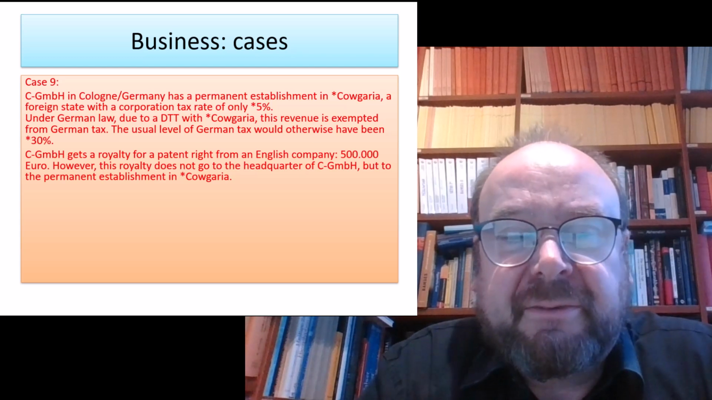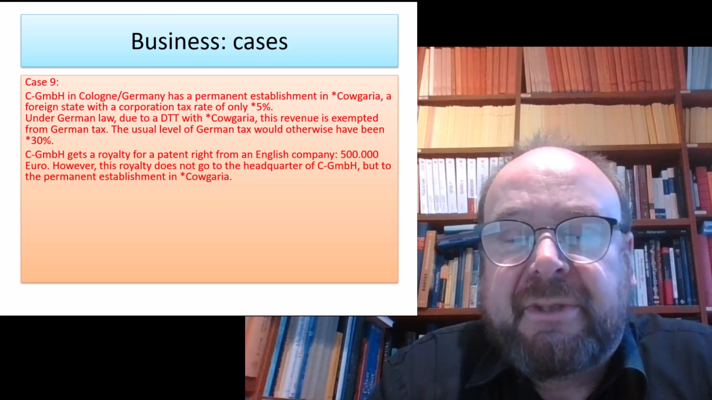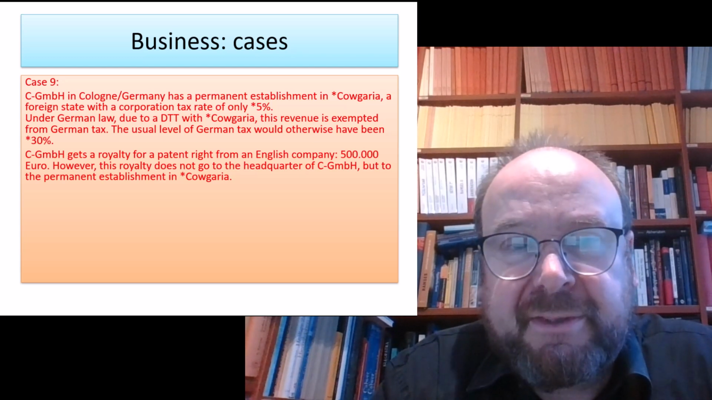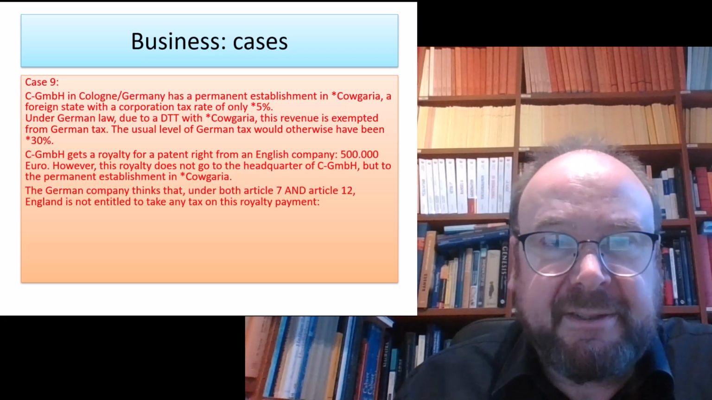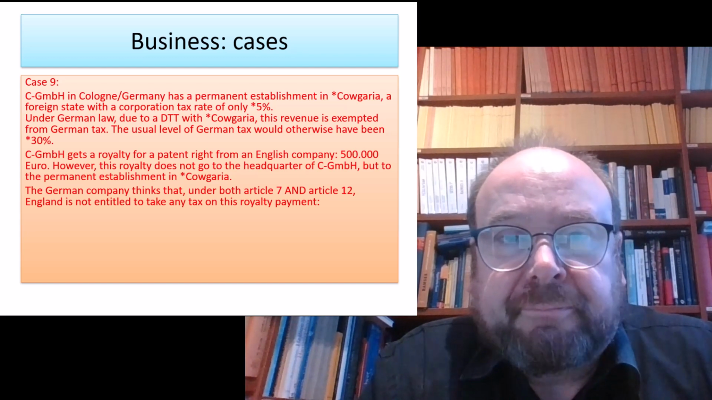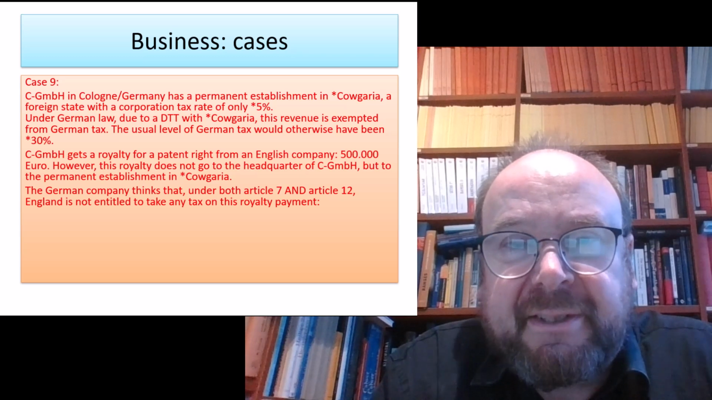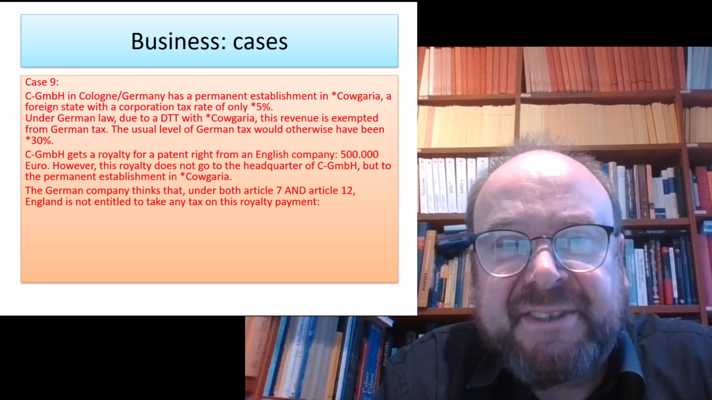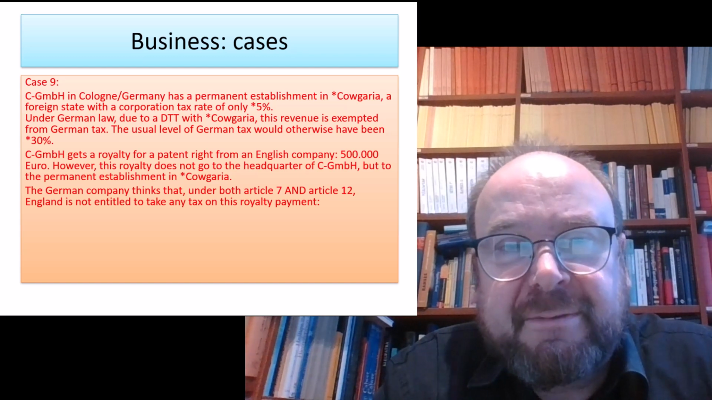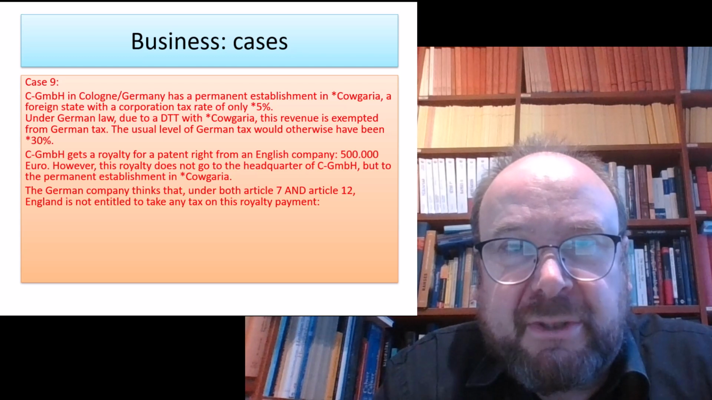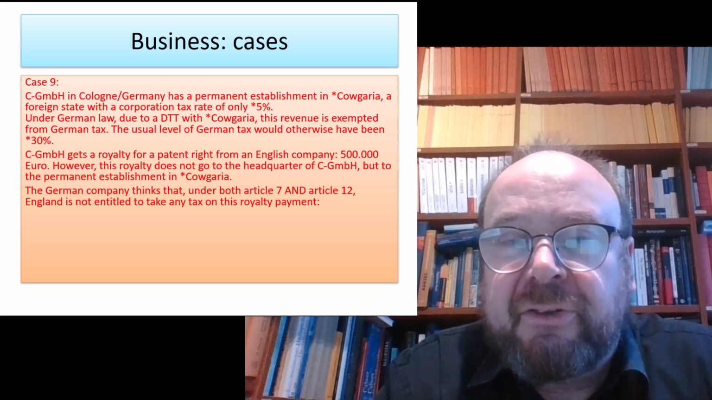Now, C GmbH obtains a royalty payment for a patent right from an English company, 500,000 euro. Now, this royalty payment, however, does not go to the headquarter, but to the permanent establishment in Bulgaria, so in their low-tax state. And the English now signed Article 12 with regard to Germany. They had the idea, okay, if license fees go to Germany, Germany is a high-tax state, there will be no tax-saving models to fear, so we can sign this. So we sign a rule which says everything which goes as a license payment to Germany is fully excluded from taxation in the UK and will only be taxed in Germany, which has only one effect: GB is out.